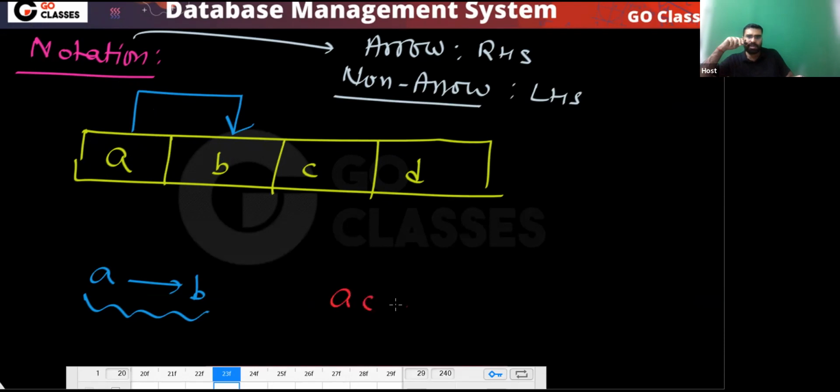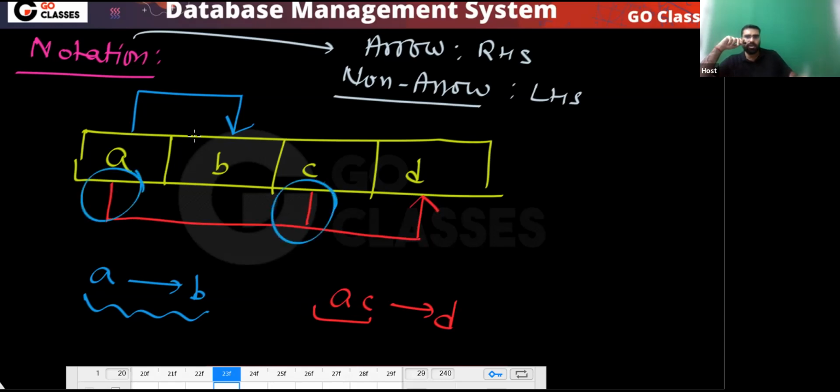And if I want to write AC determines D, how will I write it? AC is the LHS, right? So AC goes like this, and the arrow will come on D. Is this clear? Tell me, is this clear? AC determining D. Non-arrow is your LHS, and arrow means your RHS. So this is how you can write AC determining D.